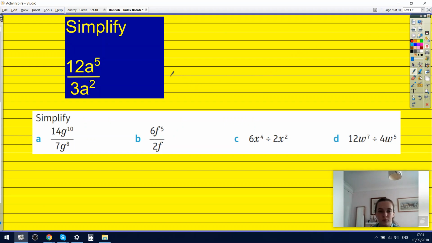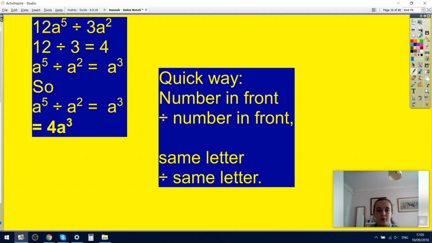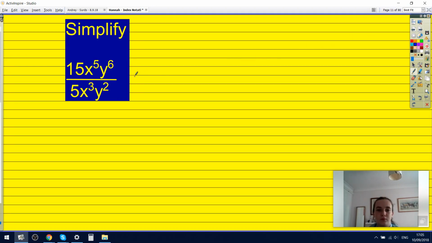Okay, how would you do this top blue one? Or what would the answer be? 4A to the power of 3. Well done. Yeah. So normal number divided by normal number, and then same letter divided by same letter, but the way you divide indices is still to subtract the powers. So a mixture of dividing and subtracting.